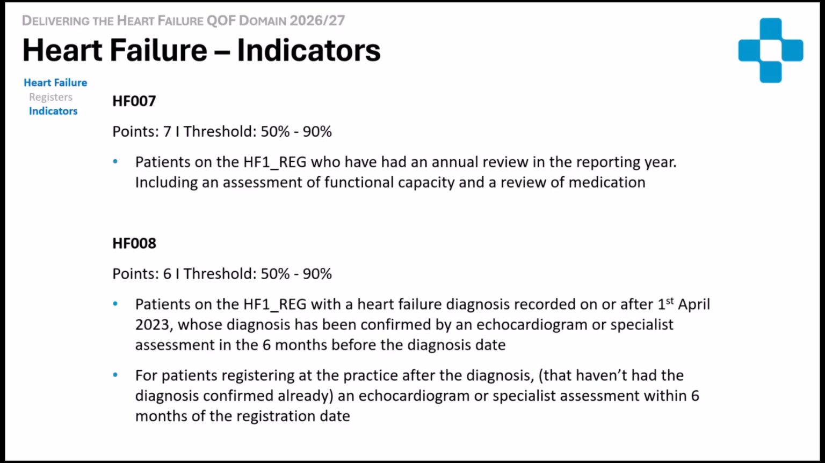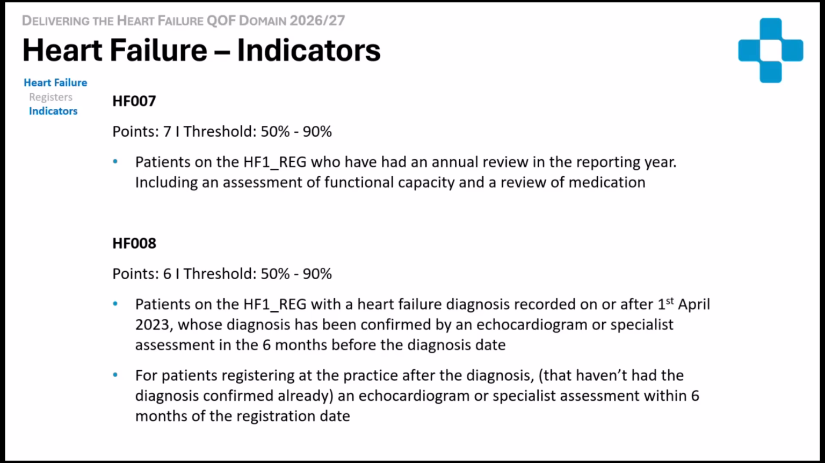So that's HF008. We then look at HF007, which is all about the reviewing of your patients. So with this one, again, it's looking at that first heart failure register. So just the patients with unresolved heart failure who have had an annual review in the reporting year. But that annual review has to include an assessment of functional capacity and a review of their medication. So simply recording just that you've done the annual review isn't sufficient.